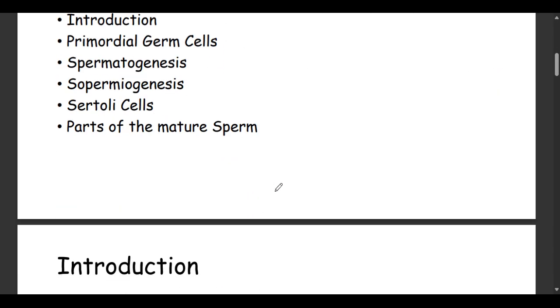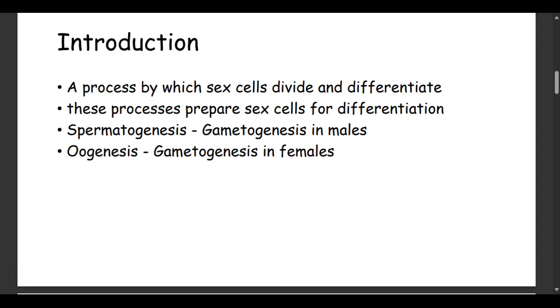Gametogenesis, by textbook definition, is the process by which sex cells, because those are what gametes are, divide and differentiate. These processes prepare sex cells for differentiation, and we have two types of gametogenesis: spermatogenesis that occurs in males, because it's the formation of sperms, and oogenesis that occurs in females, because that's where oocytes are formed.